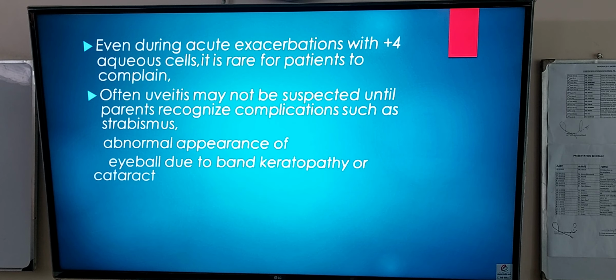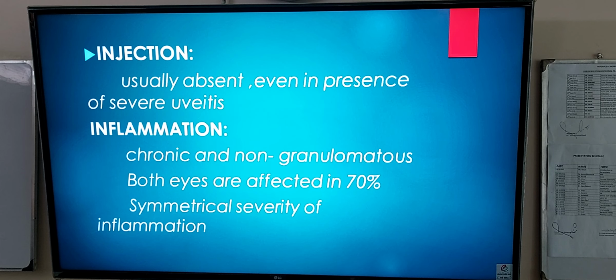Even during acute exacerbations with anterior chamber full of cells, +4 aqueous flare, it is rare for the patient to complain. Sometimes patients say there is blurring of vision, but usually there is no complaint from the children. Often uveitis may not be suspected until the parents recognize complications like strabismus, or abnormal ocular appearance like band keratopathy or cataract. Then they bring the child to the doctor.